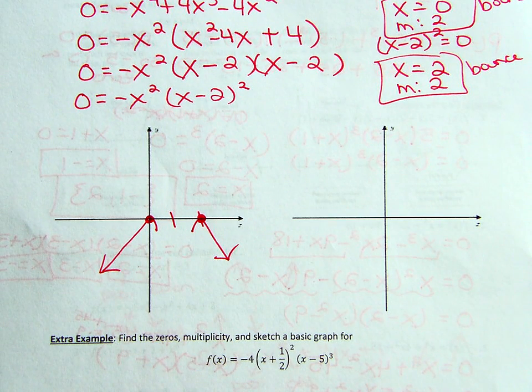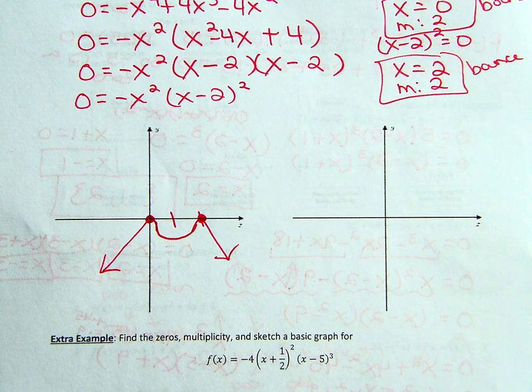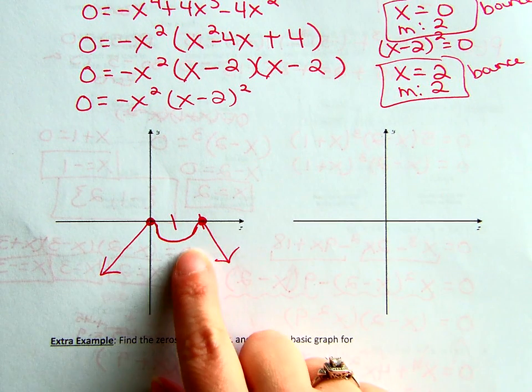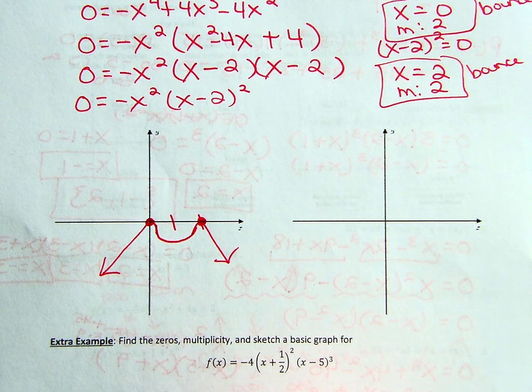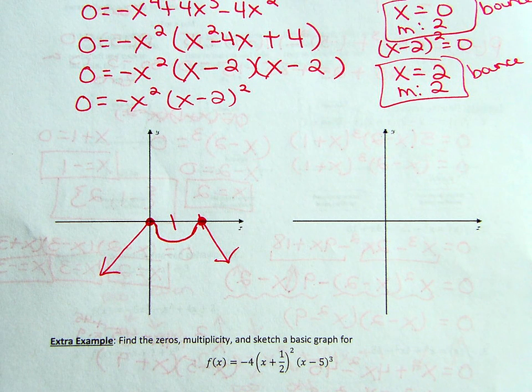That's why it's called a basic graph, because we don't actually know what's going on here in the middle. It could shoot all the way back down somewhere and look really crazy, or it could be just a really little connection. We don't know, because we're not finding out that information. But this gives us a pretty general idea of what this polynomial function is doing solely based on our leading term test, our zeros, and our multiplicities.